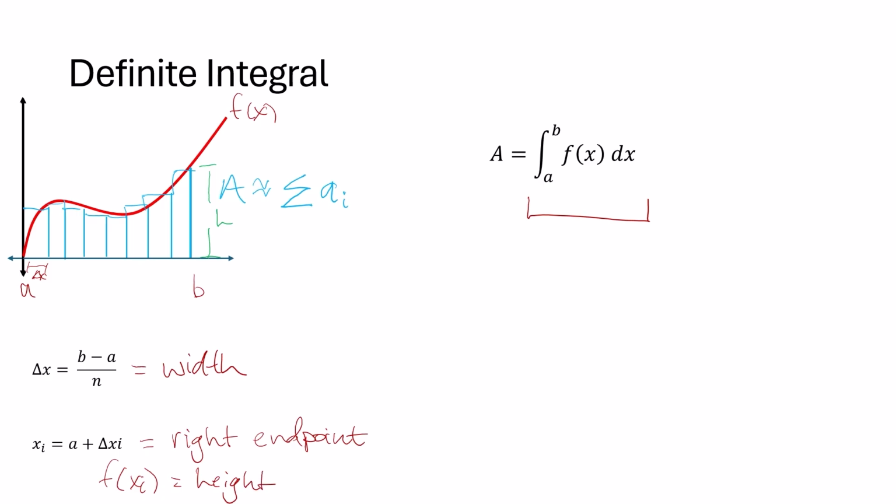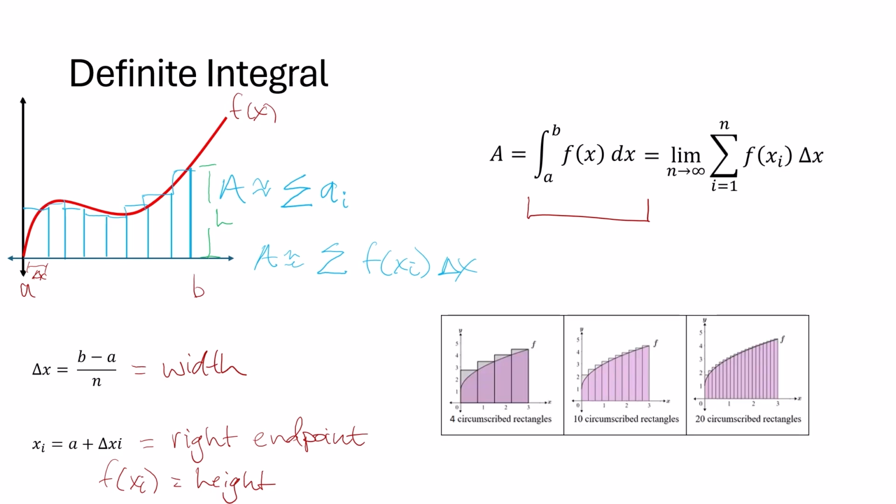So we can update our area and say that it's approximately equal to the sum of our height, f of x i, times our width, delta x. Now notice what happens if I take more and more rectangles. This is 4 rectangles, this is 10 versus 20. As I take more and more, the approximation gets better and better. And in general, we want to take the limit as n approaches infinity of the sum from i equals 1 to n of f of x i times delta x. This is the area under the curve and is equal to the definite integral.